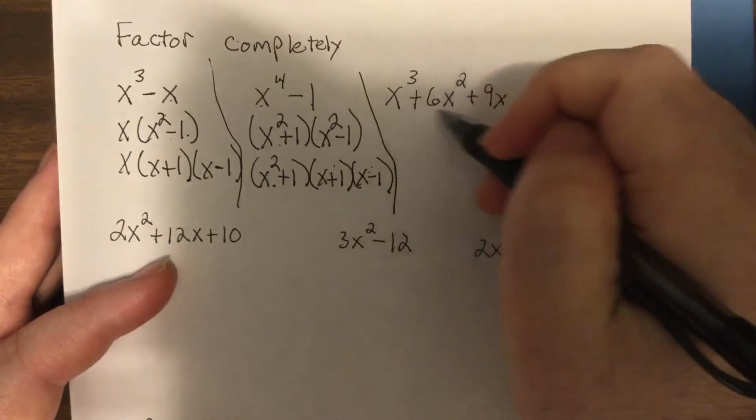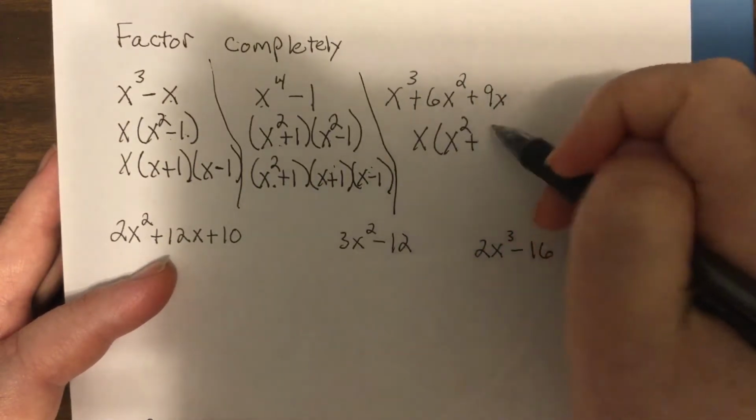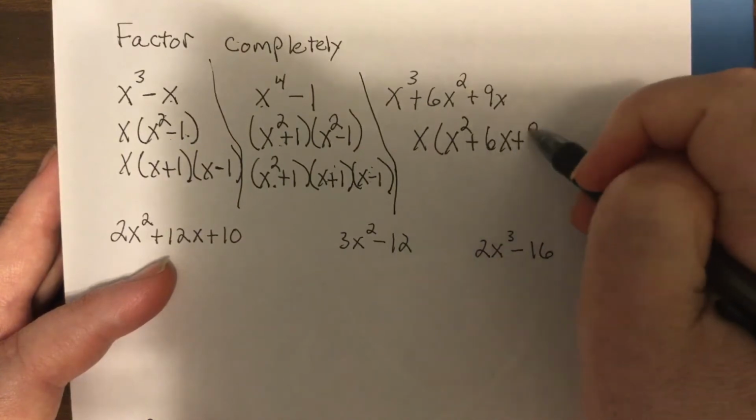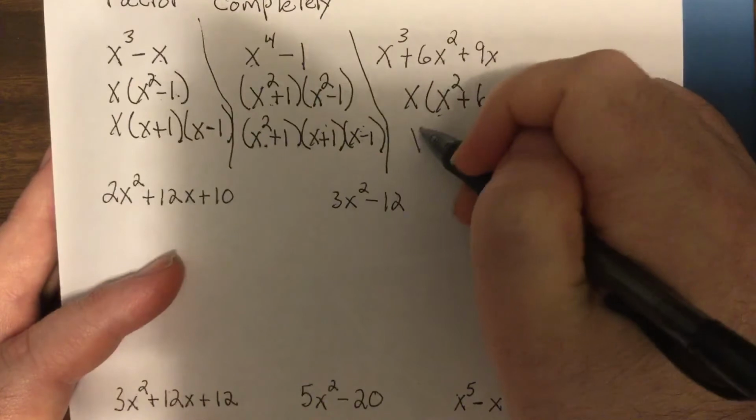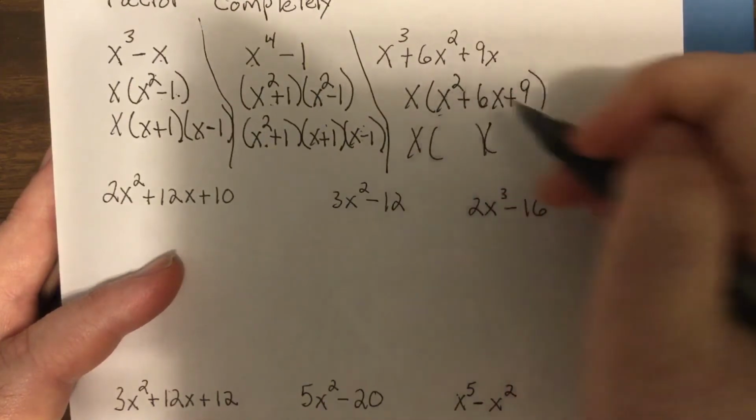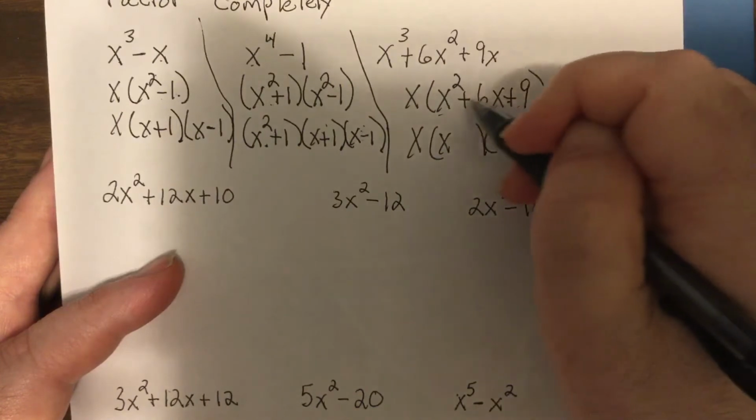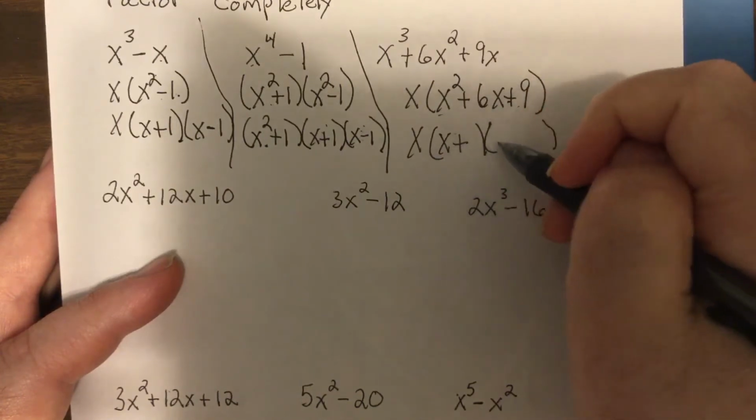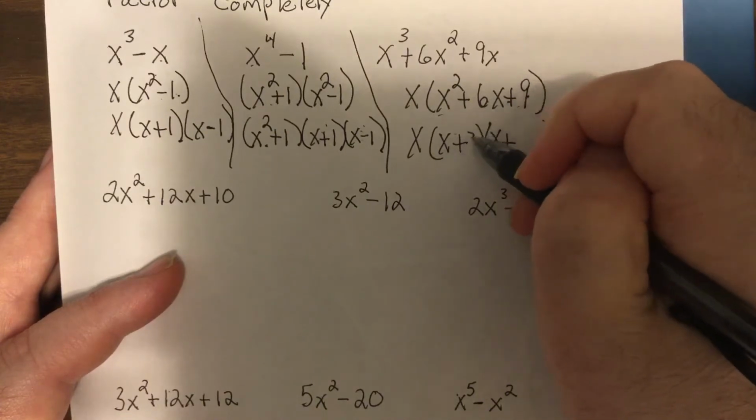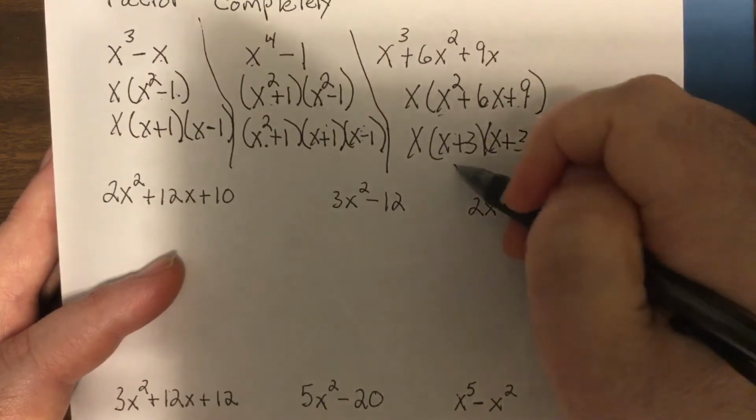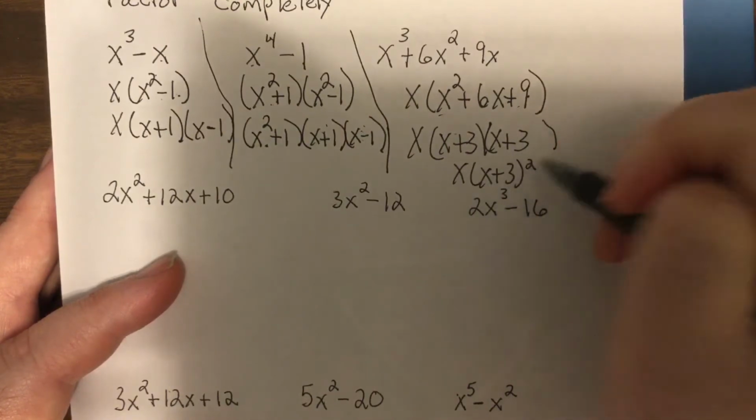So this one, factor out the GCF, which is x. Then, can we factor this trinomial? Well, sure we can. First term's 1x, that makes it a lot easier. Last term's plus, so both are the same as the middle. And what are the factors of 9 that add up to 6? Well, that would be 3 and 3. So that'd be x times x plus 3 squared.